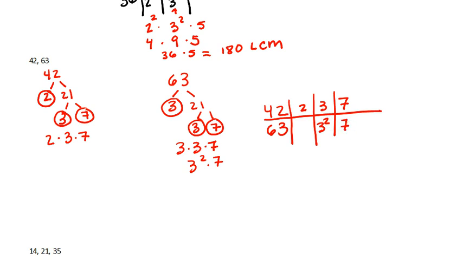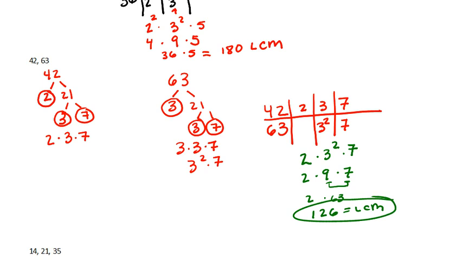Alright, now I'm going to look in each row or column. I want to bring down my largest number, 2, 3 to the second, and 7. So this is 2 times 9 times 7. I'm going to start by multiplying these two, which gives me 63, times 2 gives me 126, which equals my least common multiple.